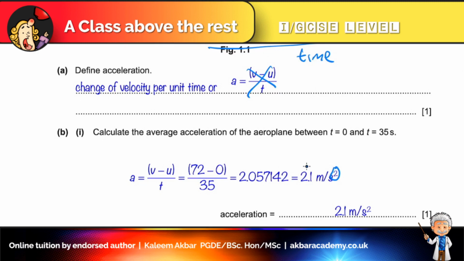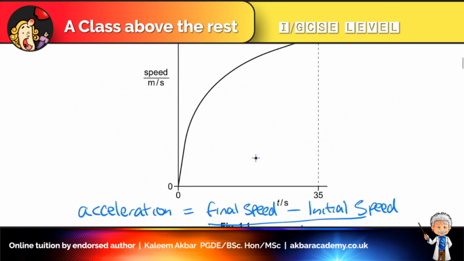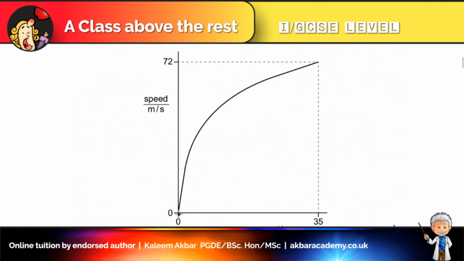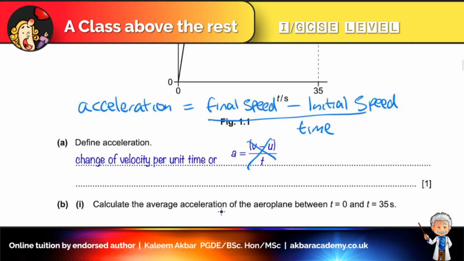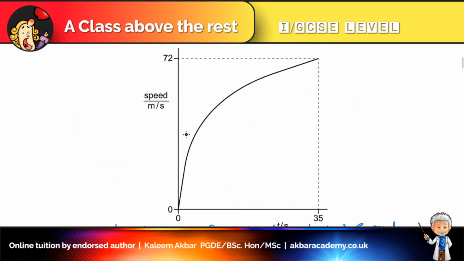Now, here also, what a lot of students might think of, especially if you think a lot and you're very clever, is: wait a minute, the gradient's changing. How can we find the acceleration between 0 and 35 without drawing tangents? Well, here the key word is average acceleration. In other words, there's no need for tangents. They're not asking, for example, for the acceleration at a single point.